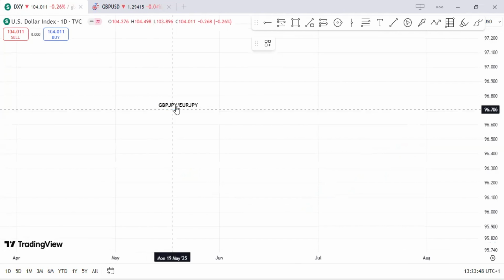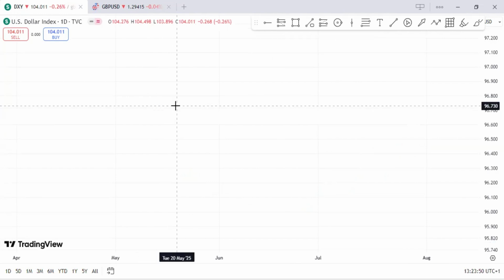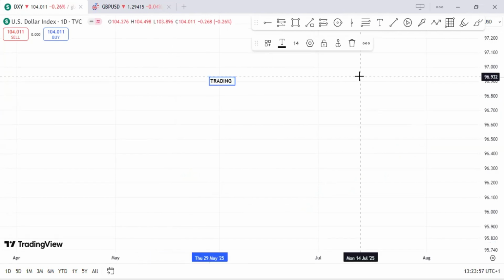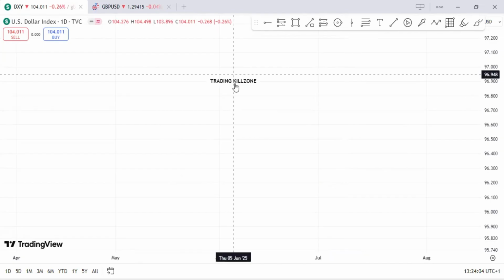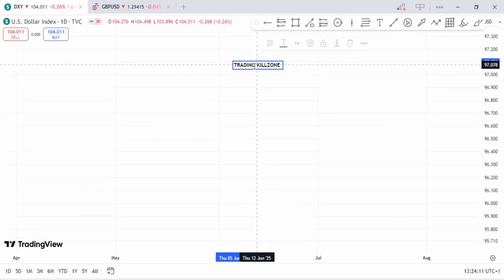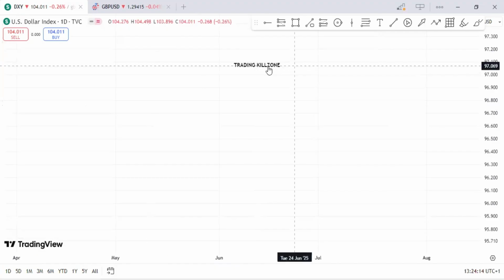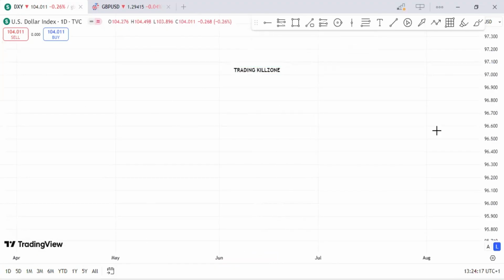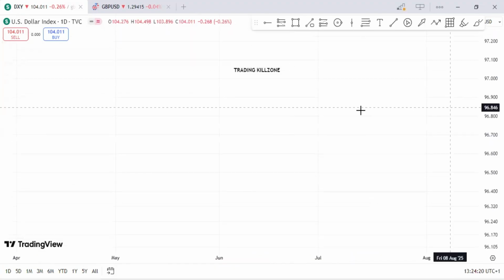The next thing that we are going to cover, which is very, very important, is our trading time. Let's call this trading Q zone. These are the times where you are supposed to be trading in the market. Because for a beginner, one of the things that I suffered with is in the middle of the night I'll be trading, when I'm supposed to be sleeping.